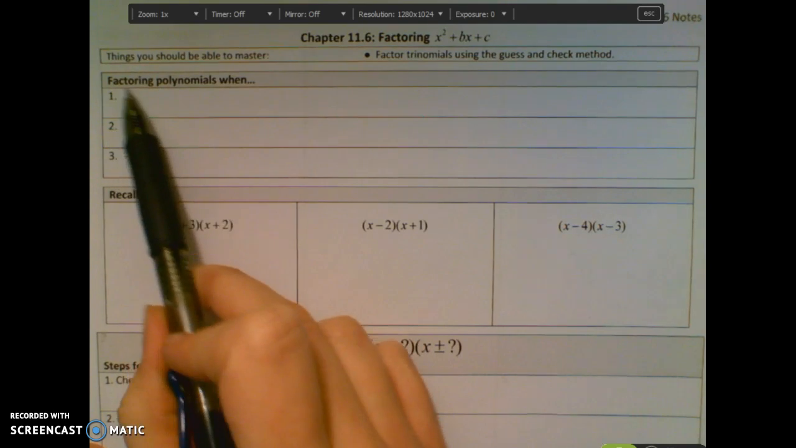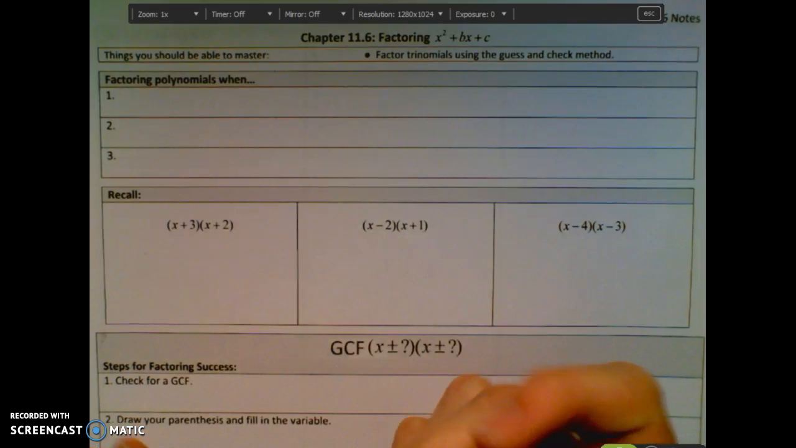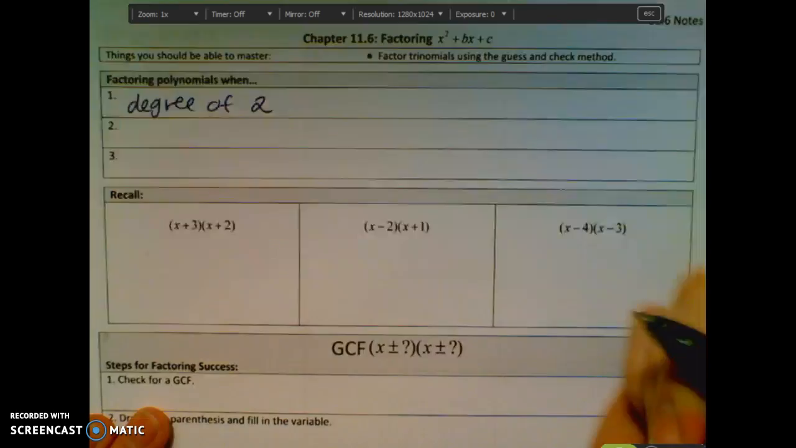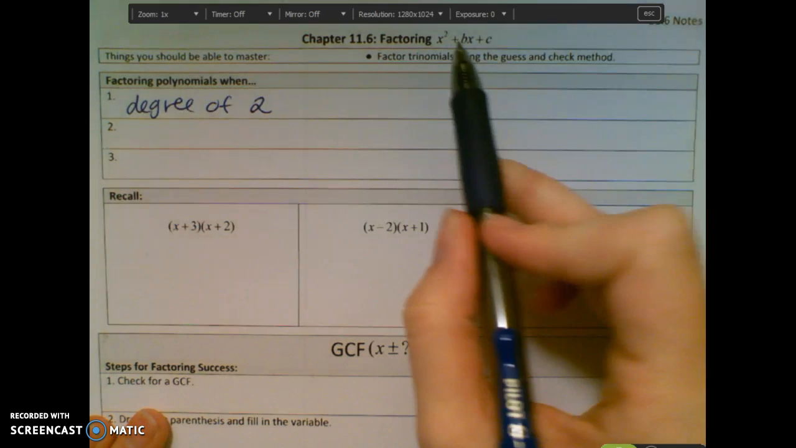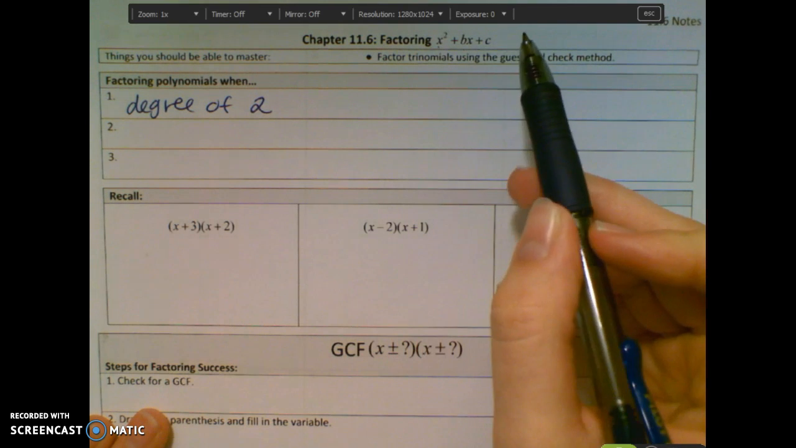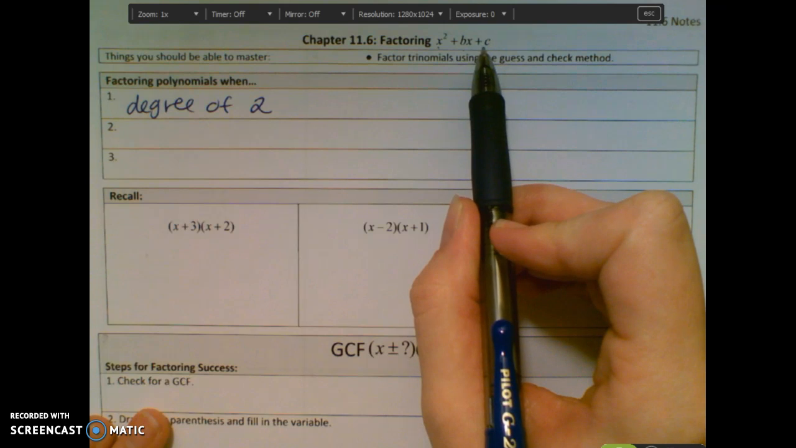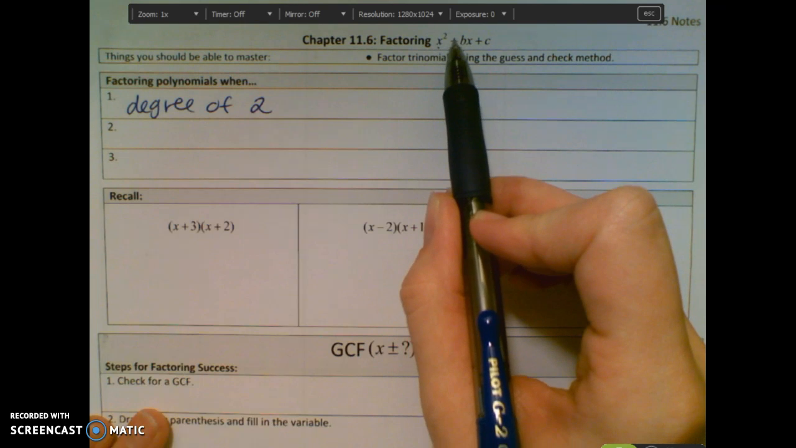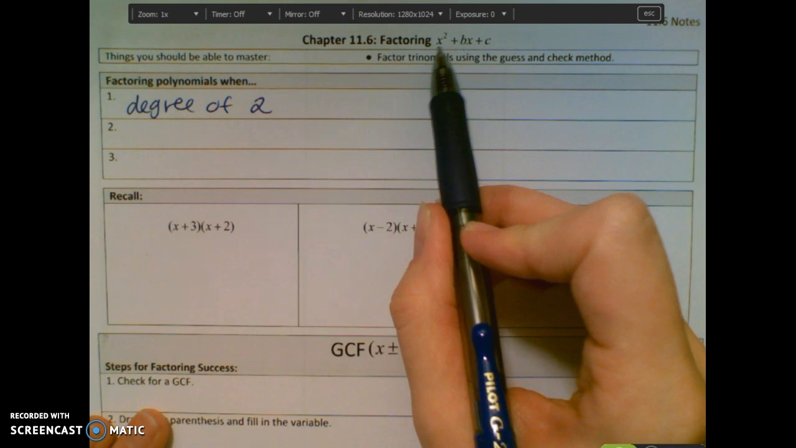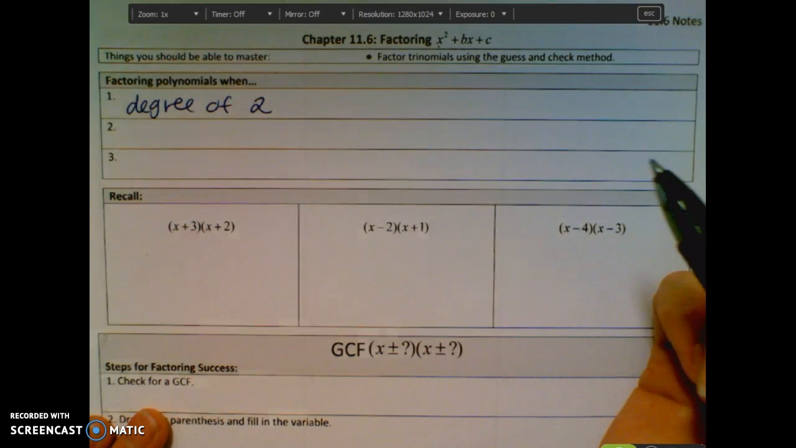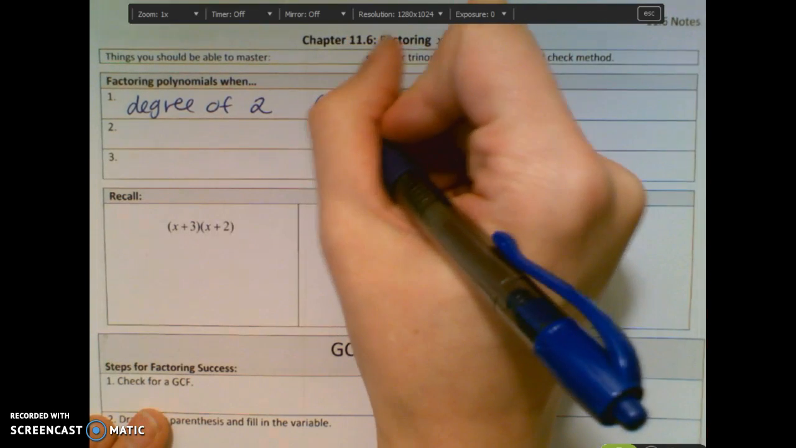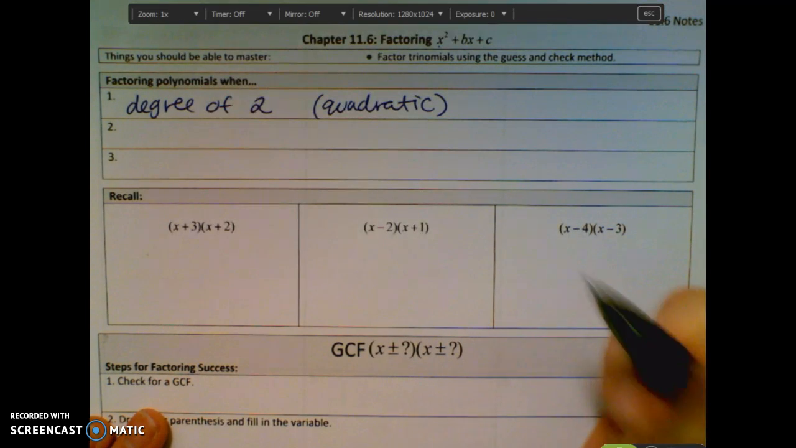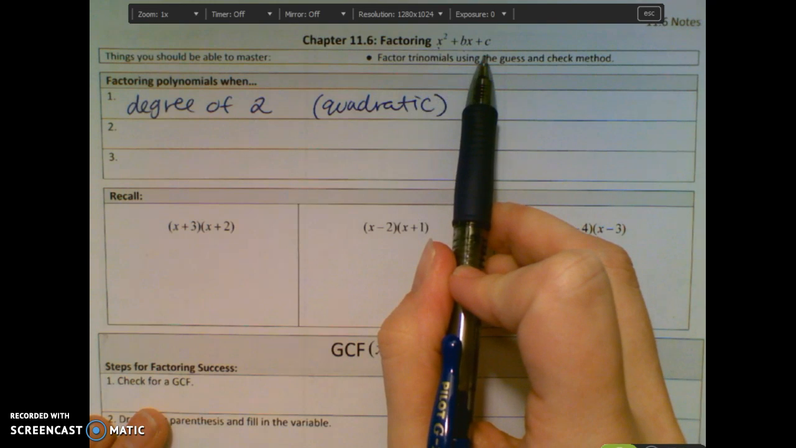So first of all, there are three things about these polynomials that we're going to be factoring. The first is that they have a degree of 2. Remember, to find the degree of a polynomial, we look at each of the terms individually and ask ourselves, what's the degree of each term? And then whichever has the highest degree, the polynomial takes that degree. So we see the x squared has the highest degree here, so that means this has a degree of 2. And that actually has a special name. It is called a quadratic. So that's the first thing. We're looking at polynomials that have a degree of 2.